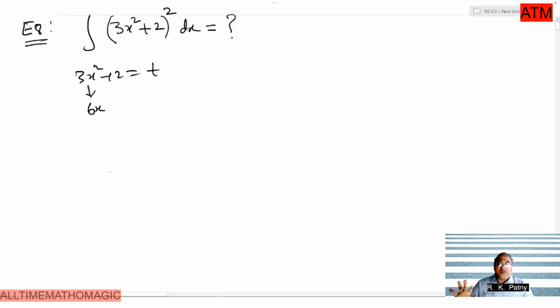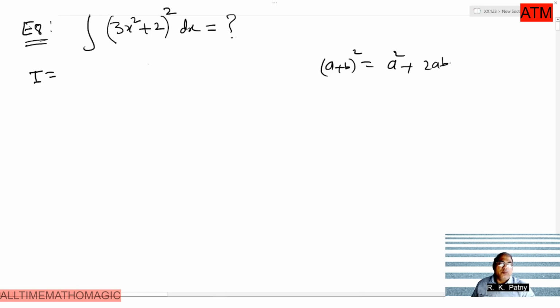If x is present somewhere in the given question, then you go for the substitution method. But here you cannot standardize the problem because one variable is left. So whenever a variable is left, you cannot standardize the problem. For that you need to expand the function, that's all. Therefore we are opening the bracket, we are applying the formula, a plus b whole square equals to a square plus 2ab plus b square. We are going to apply this formula.